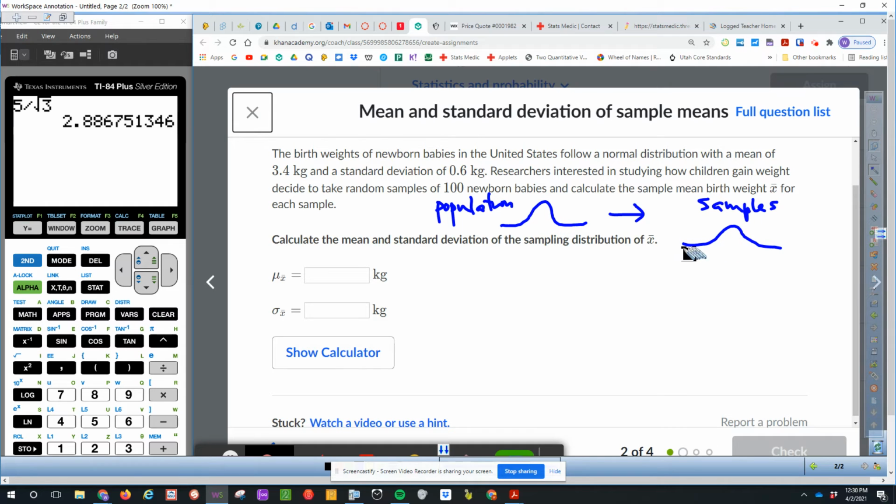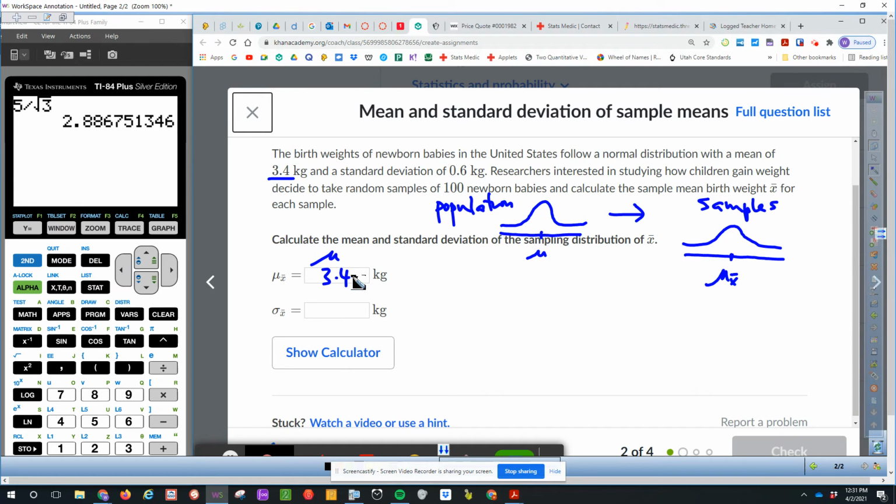Okay, so if that's the case, what is the mean of X bar, the mean of the sampling distribution? This mean is the same as this mean. So this mu is the mean for the population. Those two are equal because they're unbiased estimators. Whenever you pick a sample, your mean should be an unbiased estimator of your population mean. So this should be your mu, and here your mu is 3.4.